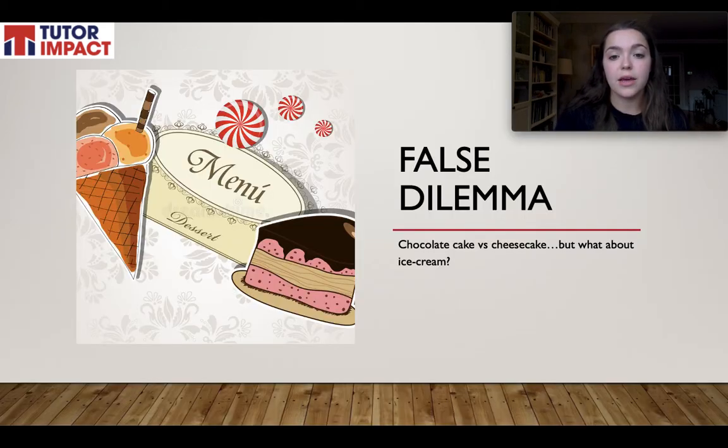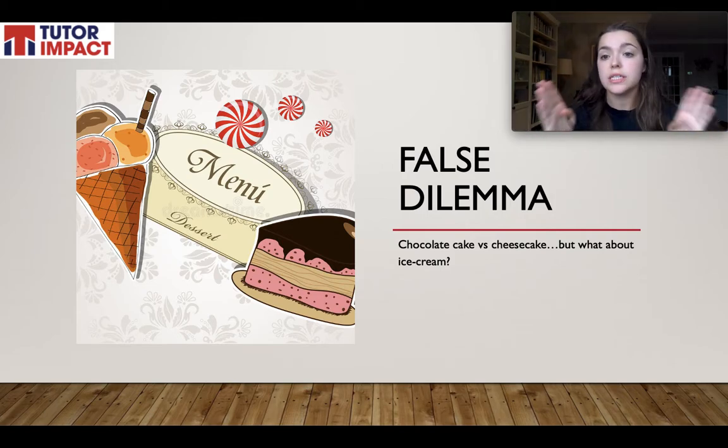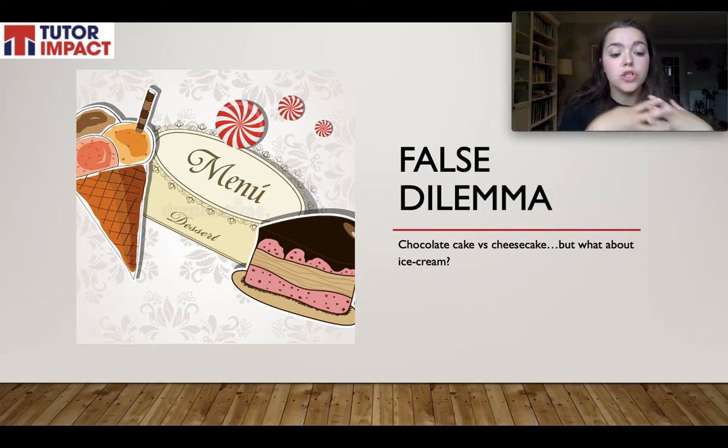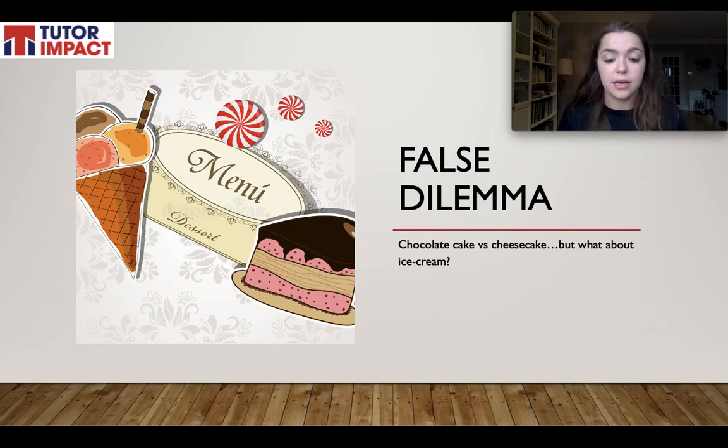The next thing we have are false dilemmas. So a dilemma is a choice between two bad choices. For example, if we're choosing between chocolate cake and cheesecake for dessert, we might think it's a dilemma, but it's not really, because they're both nice choices.